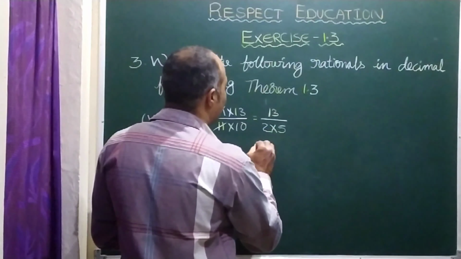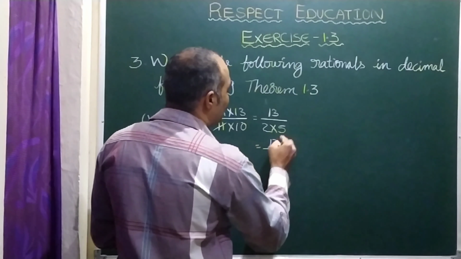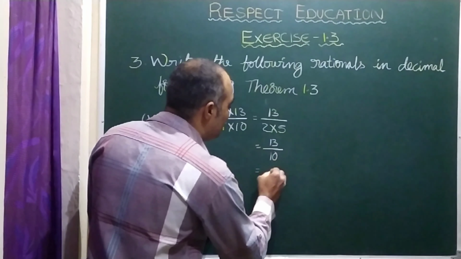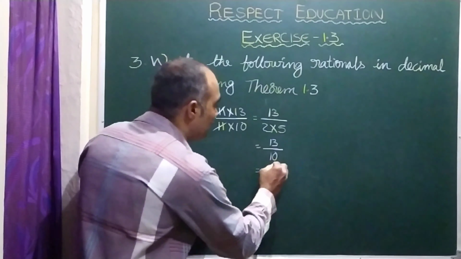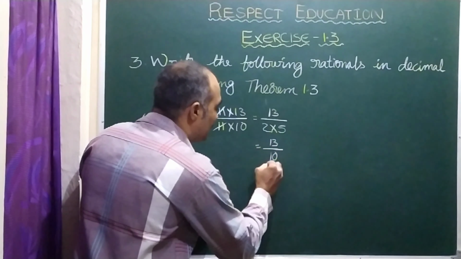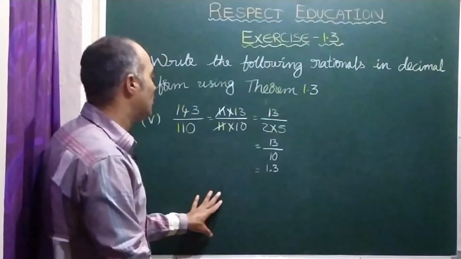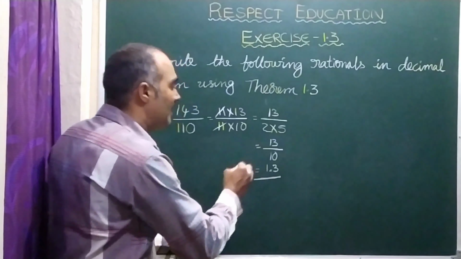So again let us write this as it is. 2 5s are 10. So here 1 zero is there. So after the point 1 number should come, that is 3. And here 1 comes before the decimal. So for this problem 1.3 is the right answer.